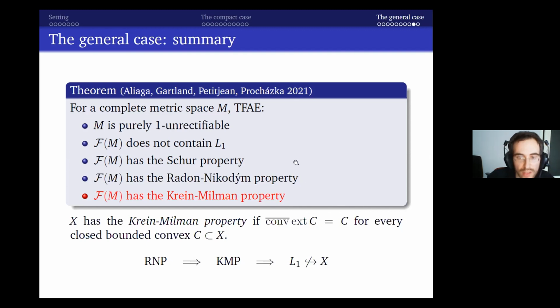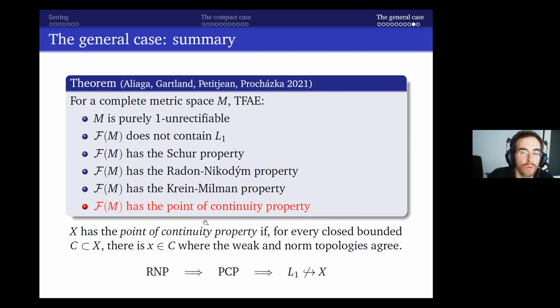Okay, there are actually some more properties that we can add here. They are probably not so important as the KMP. So one of them would be the point of continuity property. We say that a Banach space has this property whenever we have a closed bounded subset of X, it contains some point where the relative weak and norm topologies are the same. And again, this property is sandwiched between the Radon-Nikodym property and not containing capital L1, so it's also equivalent.